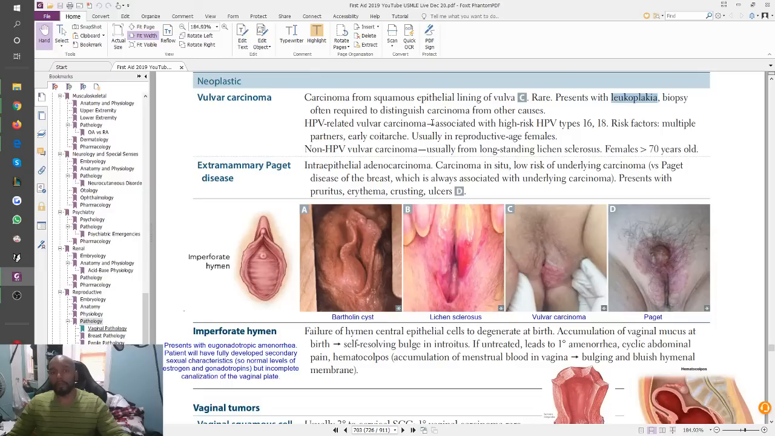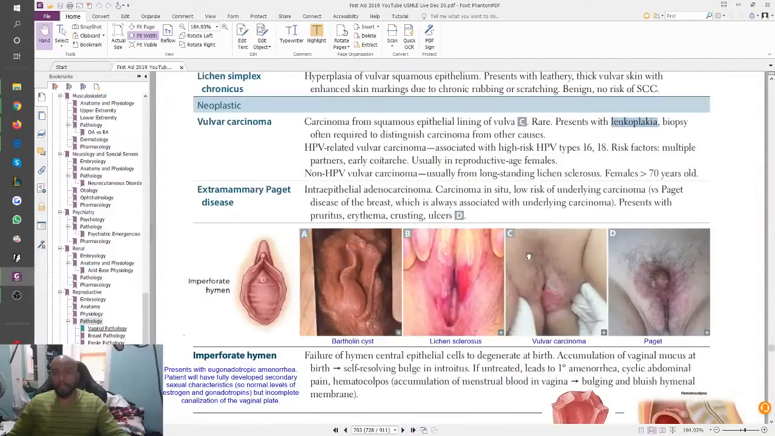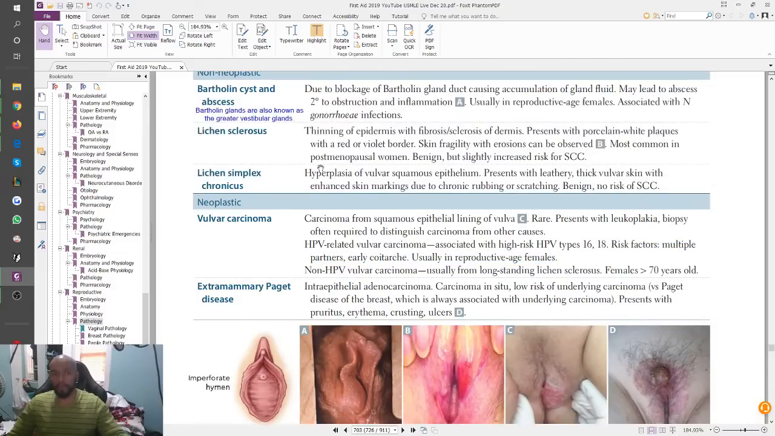The HPV-related one is associated with high-risk HPV types 16 and 18. The risk factors for that are going to be discussed right here on the next page, but risk factors, and this is something that was tested by UWorld, are multiple partners, early menarche, usually in reproductive age females, right? So there's a couple risk factors you have to know for HPV, and we'll get there when we see it on the next page. But non-HPV vulvar carcinoma is usually from long-standing lichen sclerosus, which is what we saw here. So very straightforward connection right there. This non-neoplastic thing became neoplastic.